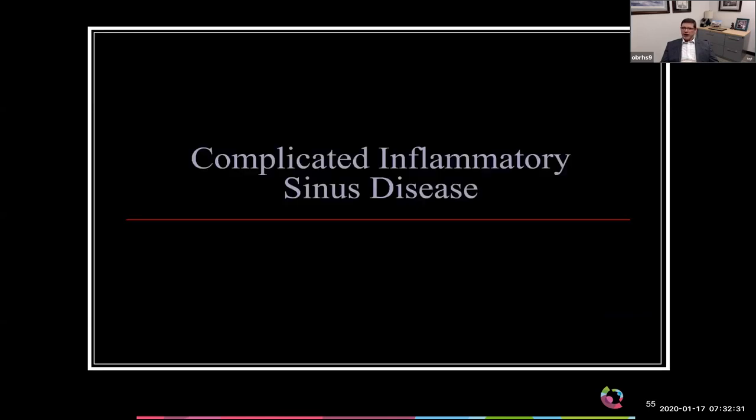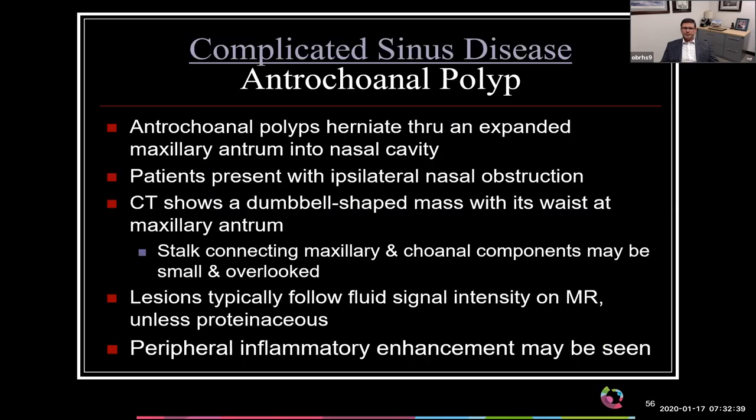So now we'll look at complications of inflammatory sinus disease before we wrap things up with functional endoscopic sinus surgery and the preoperative sinus CT. So the first one we'll talk about is an antrochoanal polyp. An antrochoanal polyp refers to a polyp that originates in the maxillary sinus. It fills the maxillary sinus, extends through and expands the maxillary antrum, and then it herniates into the nasal cavity. So patients present with ipsilateral nasal obstruction.